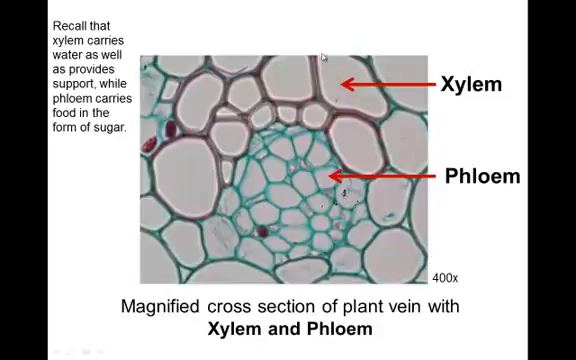The xylem are the large red-stained cells, and this is in cross-section, so we've taken a vein of a leaf and sliced it in half and are looking in on the end. And the smaller cells that are kind of this bluish-green color on the interior are the phloem. And you should, of course, recall what they respectively carry.